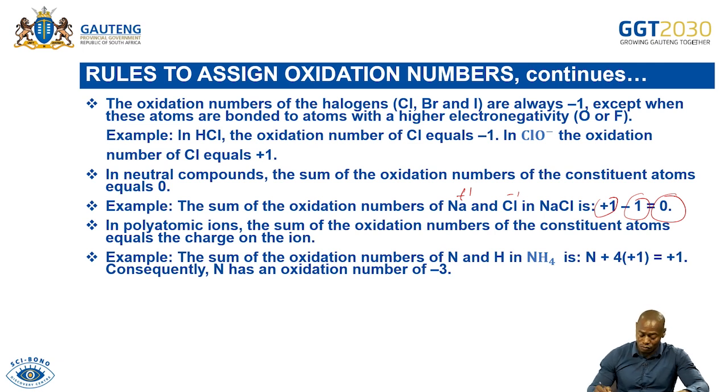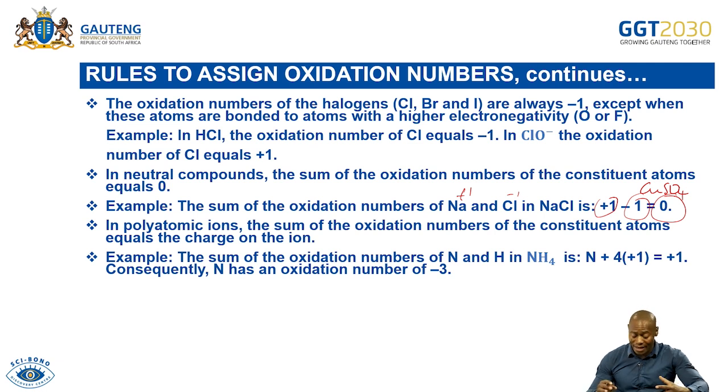How do you see that the compound is neutral? As long as you don't see a positive charge or a negative charge, it means that compound is neutral. For example, copper sulfate, CuSO4. You can see there's no charge there.